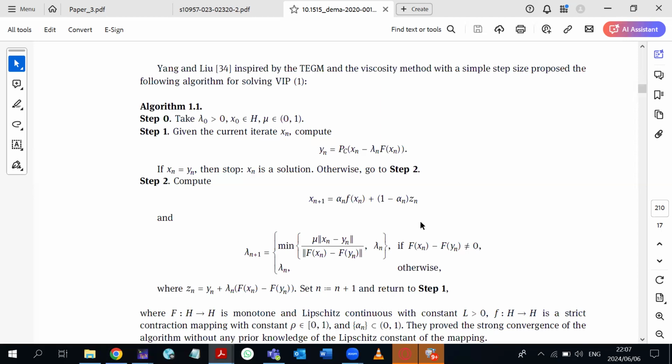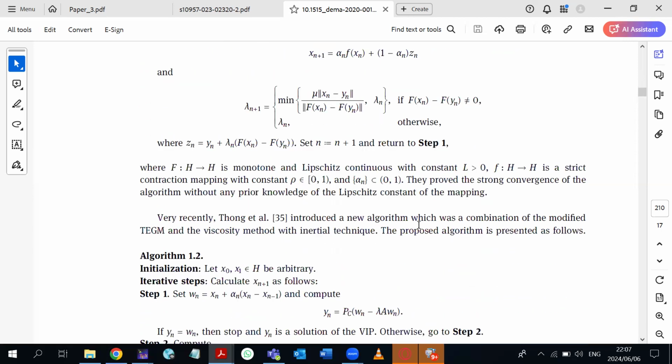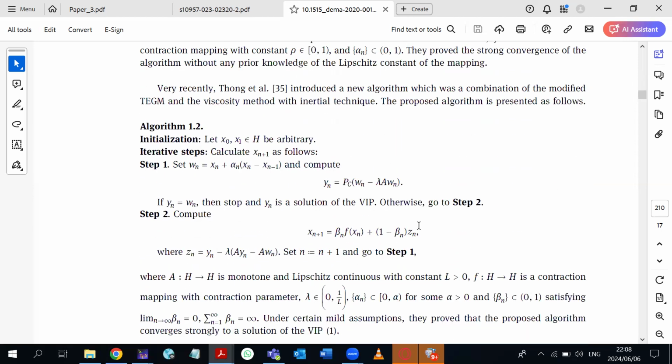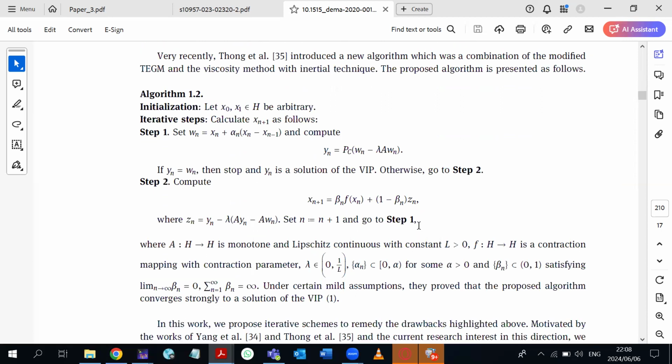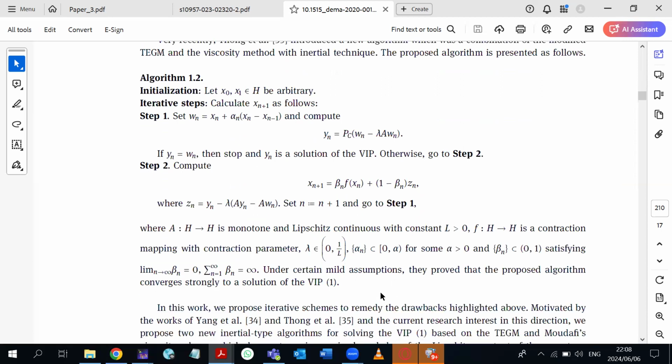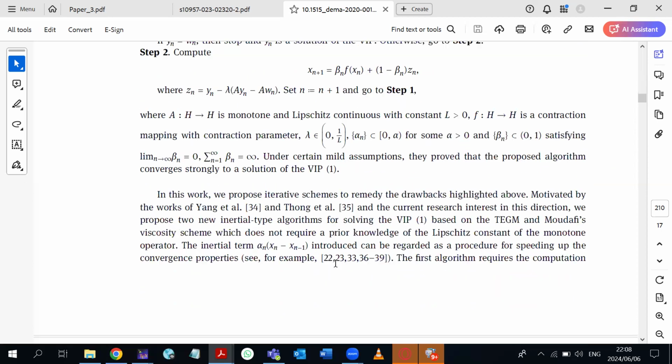Go back to 1.2, you see that lambda there depends on the operator because it is selected between 0 and 1 over L. So which means the lambda there depends on the Lipschitz constant of the operator. You see, lambda is selected between 0 and 1 over L. So those are the differences of those two methods. Now let's go to the method that was introduced in the paper itself.